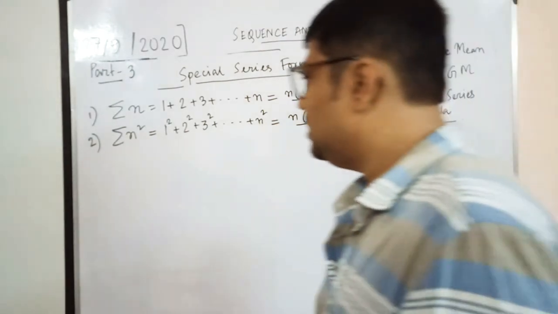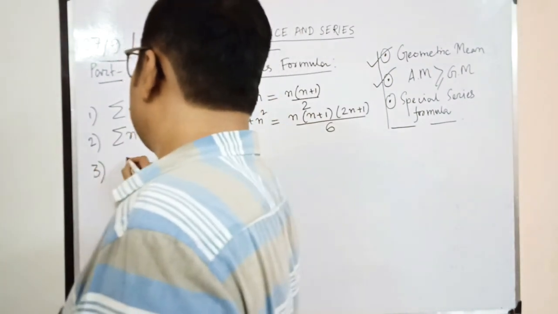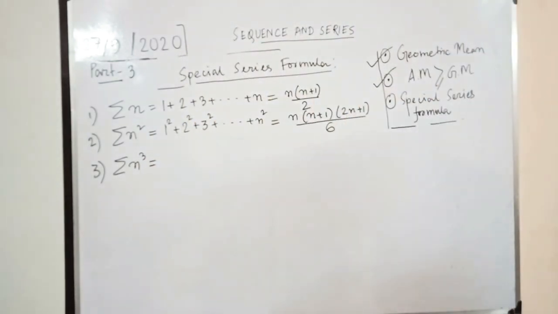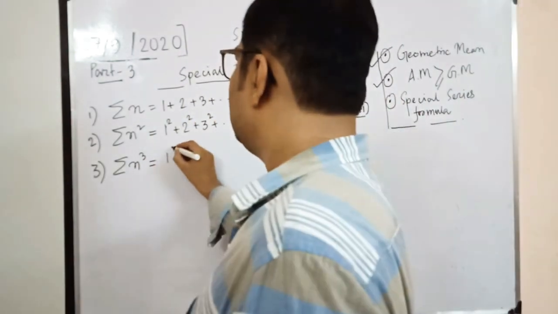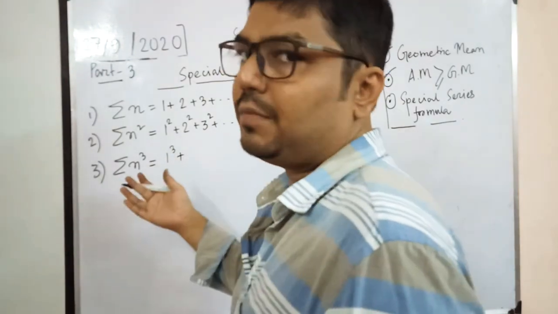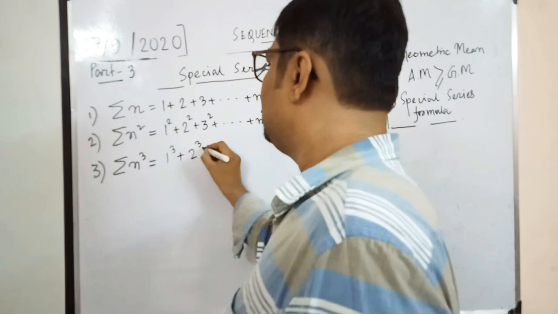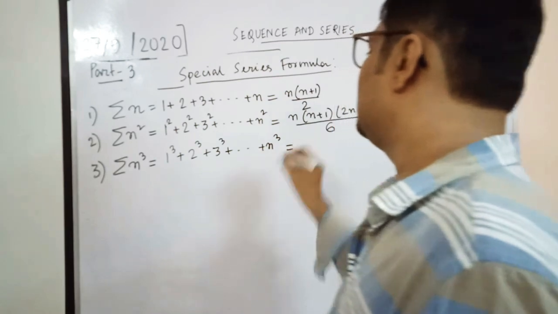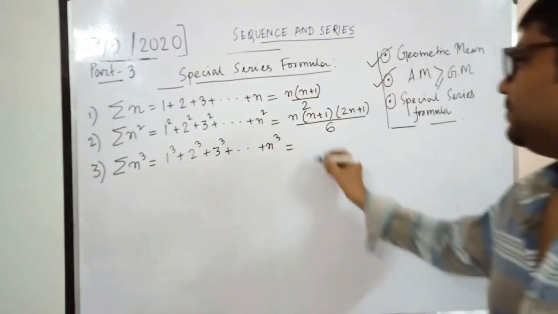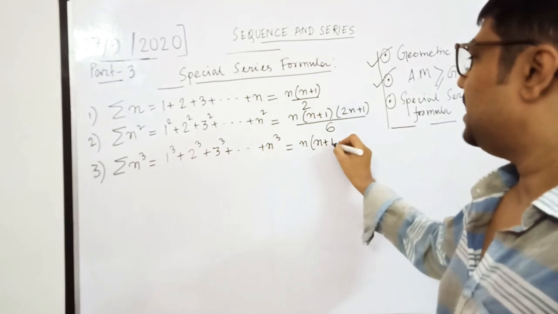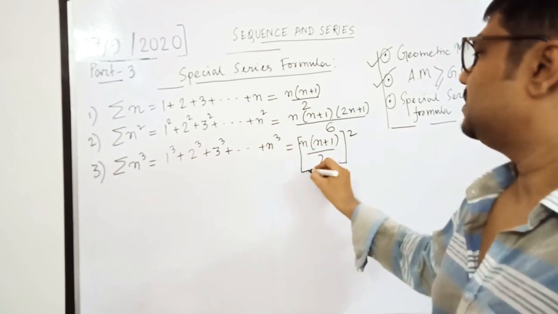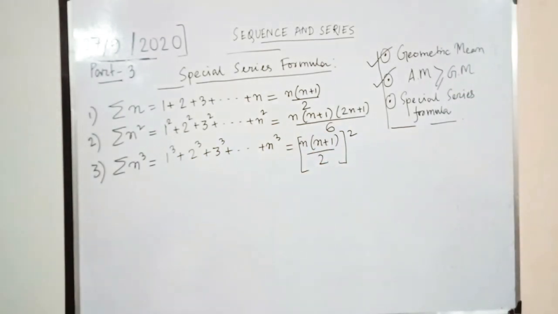The third, we see sigma n cube. Sigma n cube is the summation of cubes, so 1 cube plus 2 cube plus 3 cube up to n cube. This will be easy for you to remember. Actually it's n into (n plus 1), like the first formula. The only thing is that there is a whole square over there. So this is how we learn the three formulas of the special series.